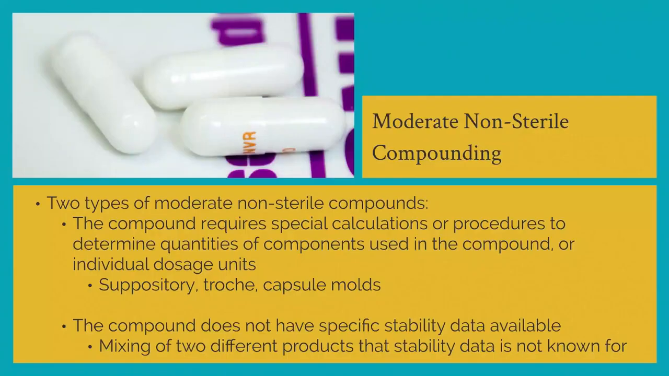The next type of moderate non-sterile compounding is if the compound does not have specific stability data available. So if you're mixing 2 different products, the stability data is not known for.